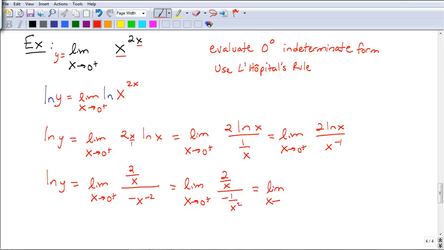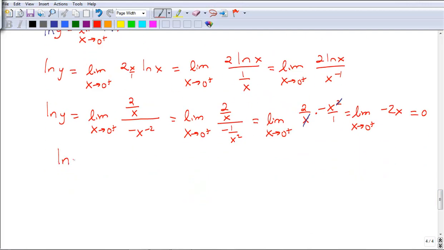which is the limit as x goes to 0 of 2 over x times negative x squared over 1. Notice the x squared on top cancels one of the x's on the bottom. And this becomes the limit as x goes to 0 of negative 2x, which is 0. So what I've just found is the natural log of y equals 0.